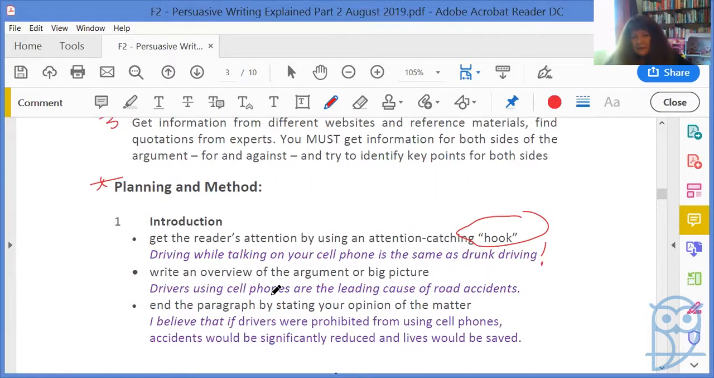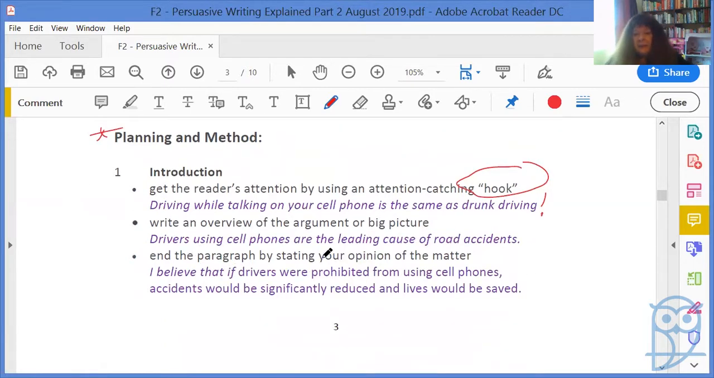Okay? Write an overview of the argument or big picture. Drivers using cell phones are the leading cause of road accidents. Wow. And end the paragraph by stating your own opinion. I believe that if drivers were prohibited from using cell phones, accidents would be significantly reduced and lives would be saved. So there in your introduction, you put everything that you think about cell phones. You've stated your position.